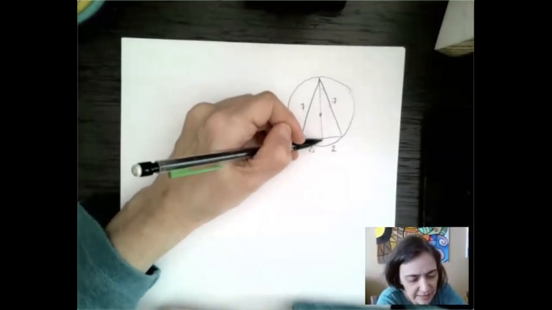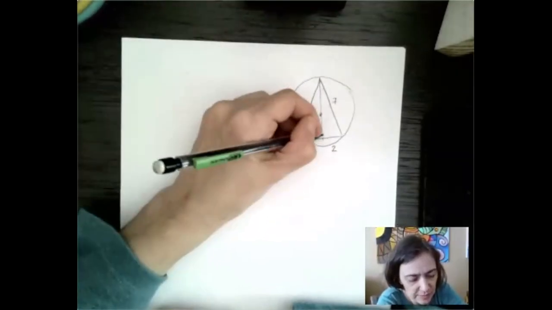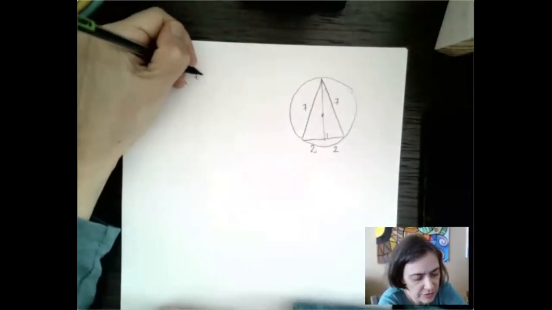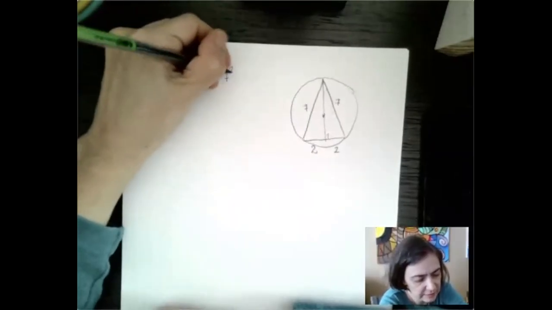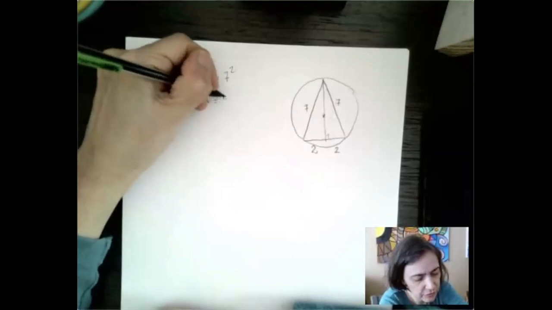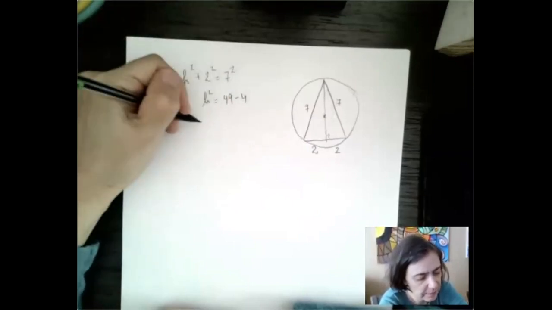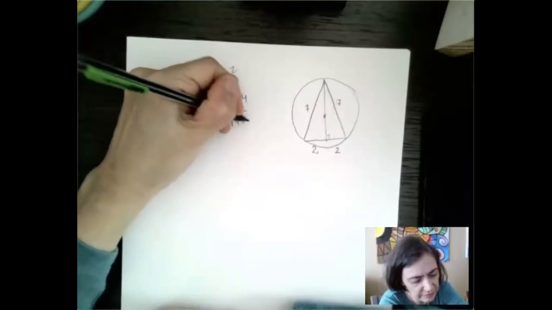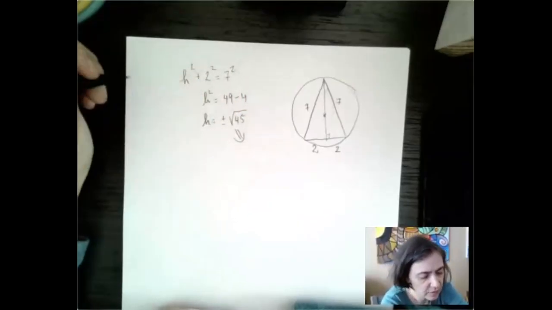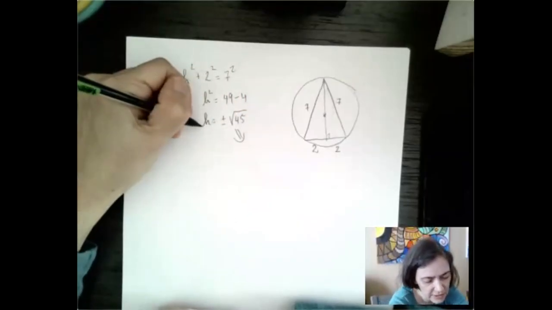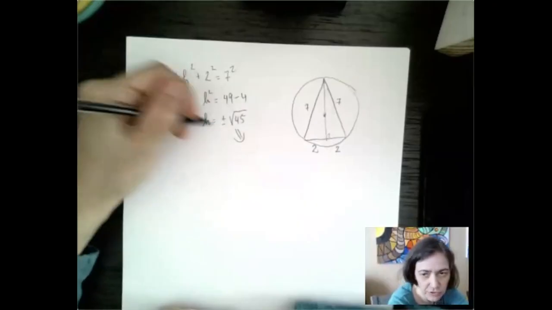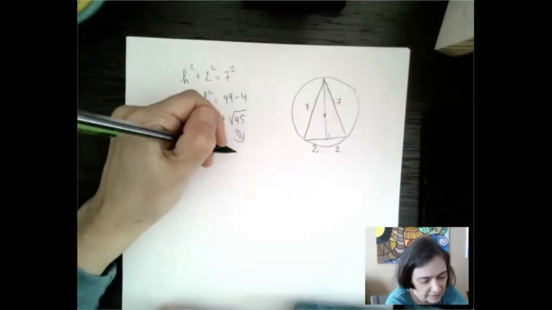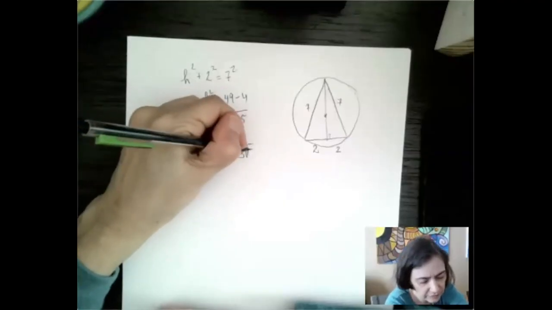Now we can find the altitude of the triangle just using the Pythagorean theorem. If we call it h, h squared plus 2 squared equals 7 squared. So h squared is 49 minus 4. So h is square root of 45. Or its opposite, but of course, h has to be a distance, so the negative solution is discarded. And we can simplify root 45 as 3 times square root of 5.